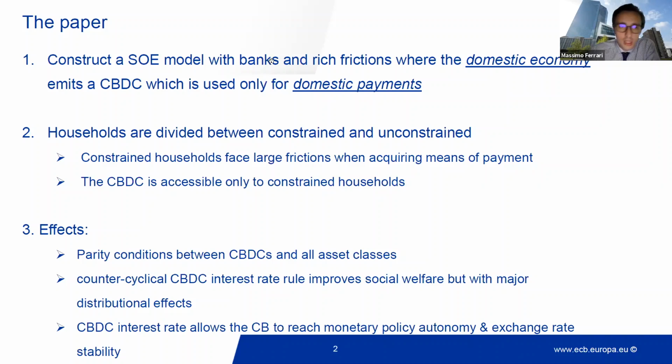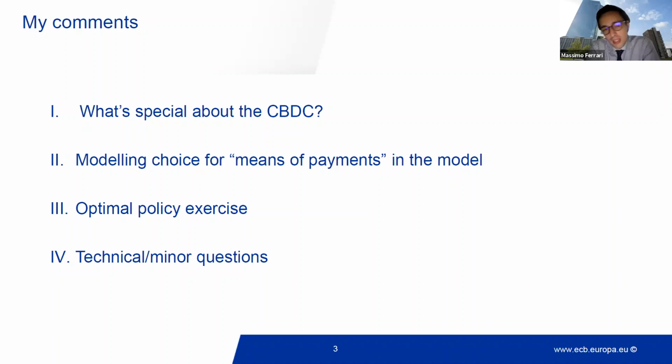Now, I have four comments, all of which maybe are not so important. Most of the non-important ones are at the end with the technical part, which are mostly nerdy points for those who are into this literature. But I will first talk about the characteristics of the CBDC in the model and the role of means of payment in the model. And then I have some open questions on the optimal policy exercise.